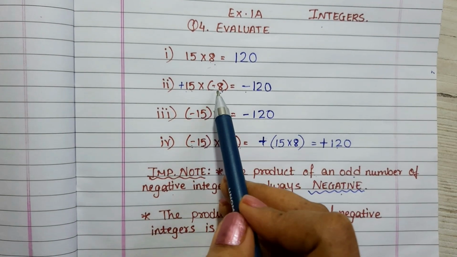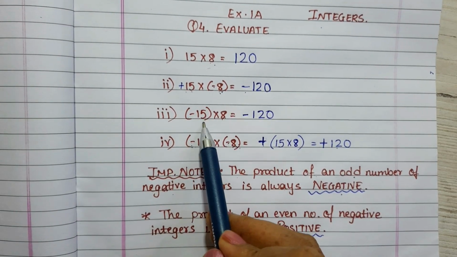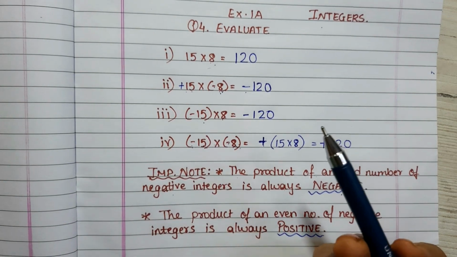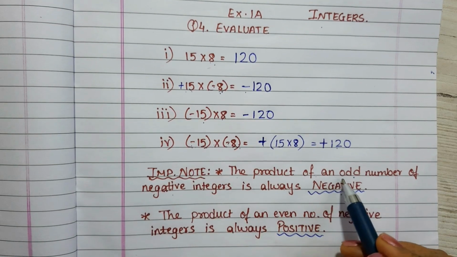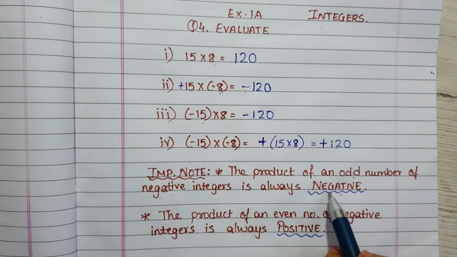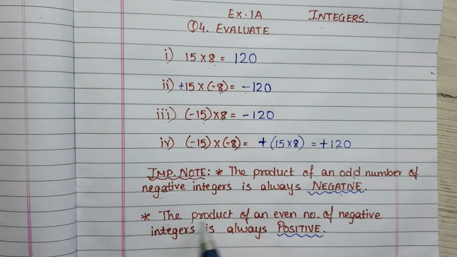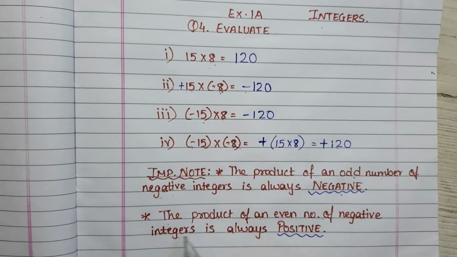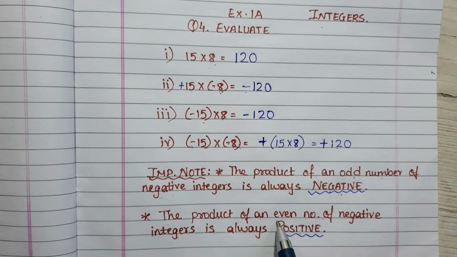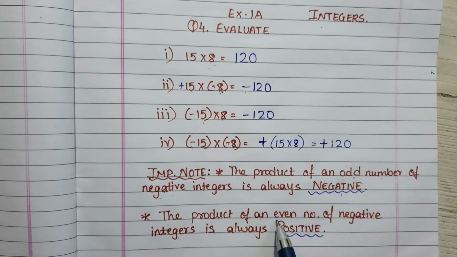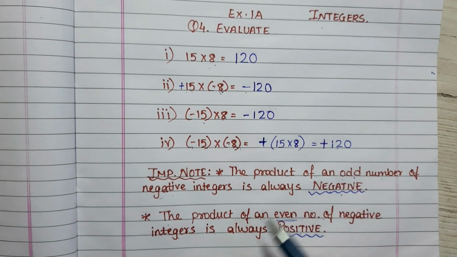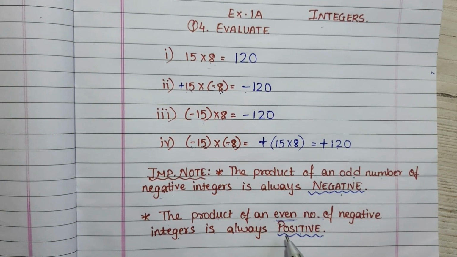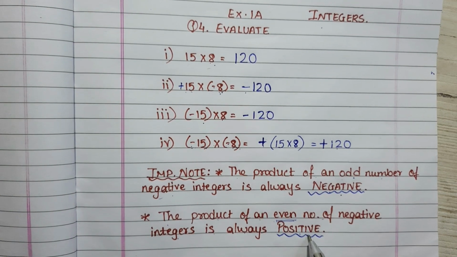Whenever, like here one integer was negative, here also one integer is negative, sometimes 3 integers are negative, sometimes 5 integers are negative. So whenever there is an odd number of negative integers, the answer will always be negative. And the product of an even number of negative integers is always positive. Whenever the number of integers which are negative is even, suppose 2 integers are negative, 4 integers are negative, 6 integers are negative, then the answer will always be in the positive.